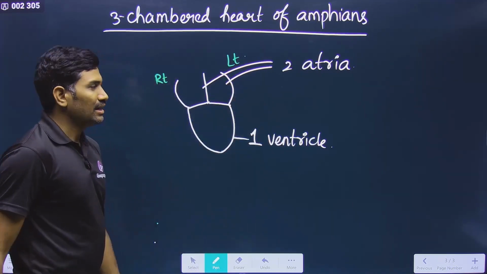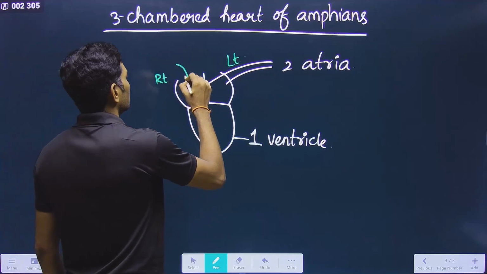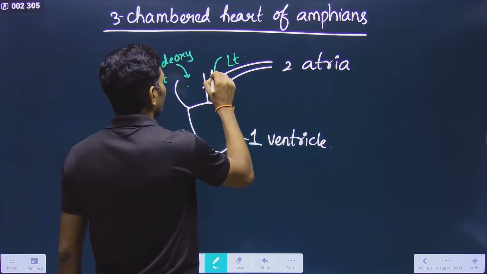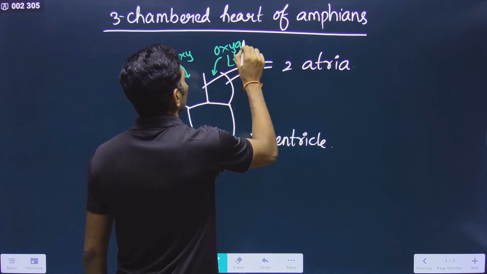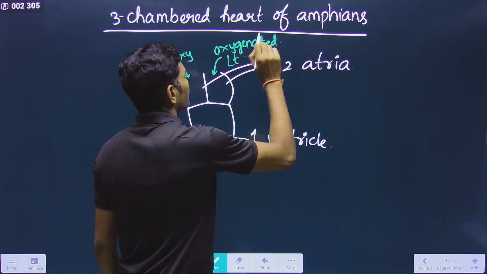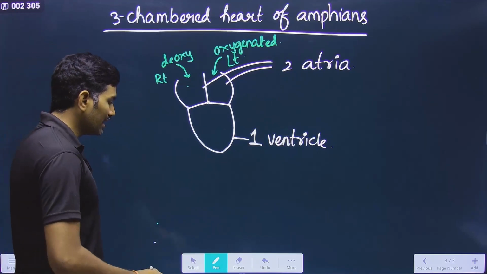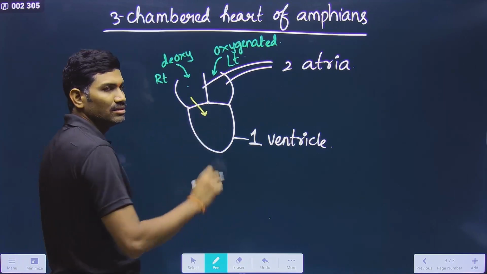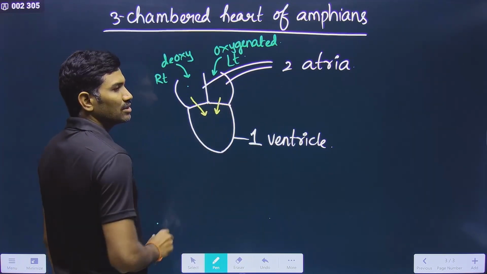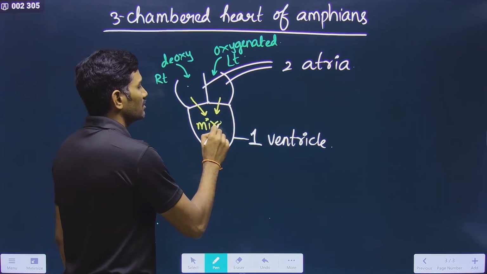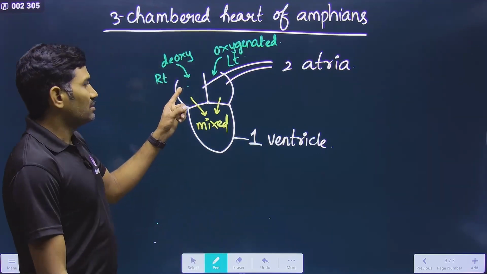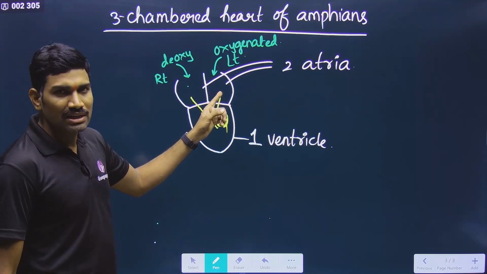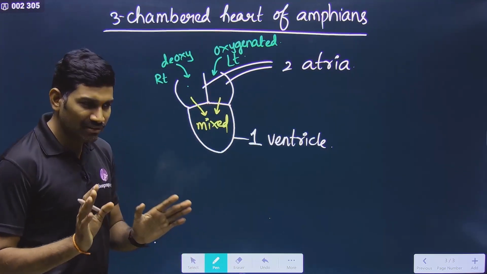Please remember here. Now this right side will collect deoxygenated blood. Whereas the left atrium will collect oxygenated blood. These are very, very important. But what happens is, from the right atrium deoxygenated blood, from the left atrium oxygenated blood, now both of them are mixed here. Please observe this one. This is deoxygenated blood that is collected from the body parts. This is the oxygenated blood that is collected mainly from the lungs.